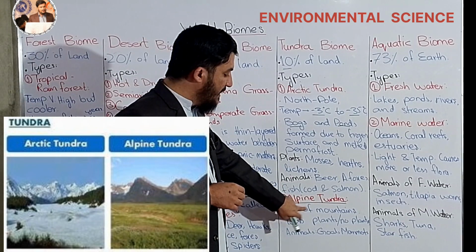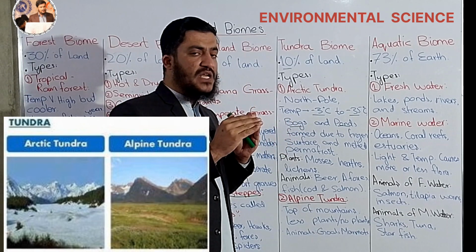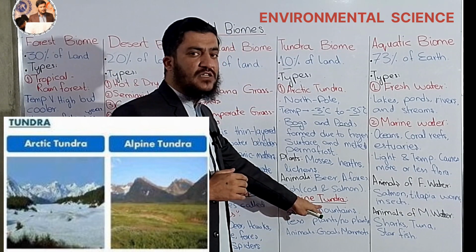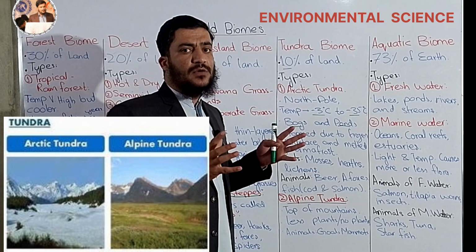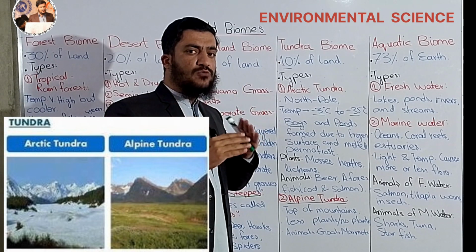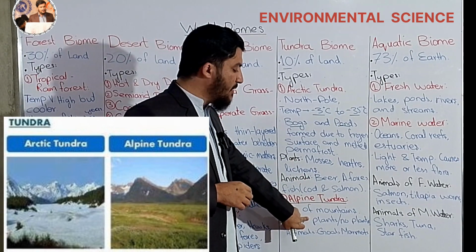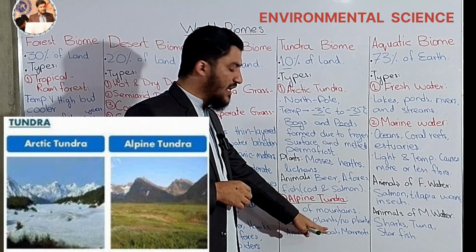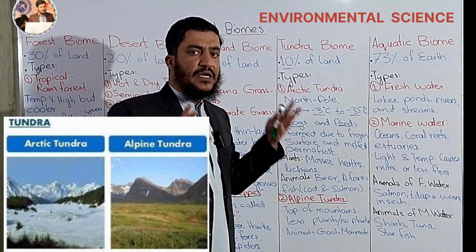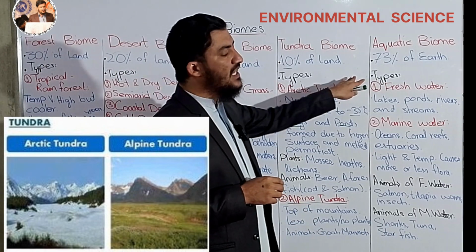Then comes the alpine tundra. The alpine tundra is always located at the top of a mountain. Whenever there are big mountains, their tops are called the tundra. It does not matter which region: the top of the Himalayas, the top of Mount Everest, the top of the Andes mountains. The top range of a mountain range is called the alpine tundra. There are few plants or no plants, and animals like goats and marmots. In the hill areas where people live, the goats that graze there are categorized under the alpine tundra. Then comes the last one, the aquatic biome.